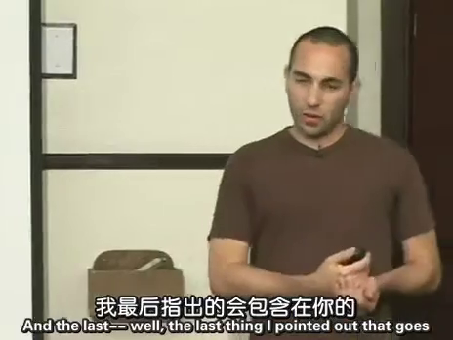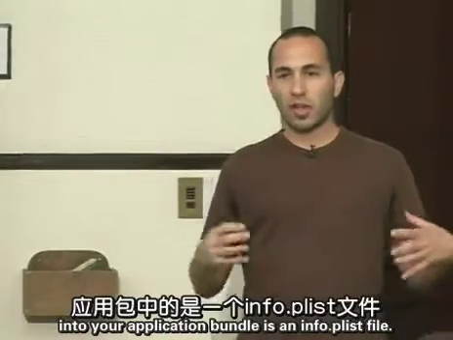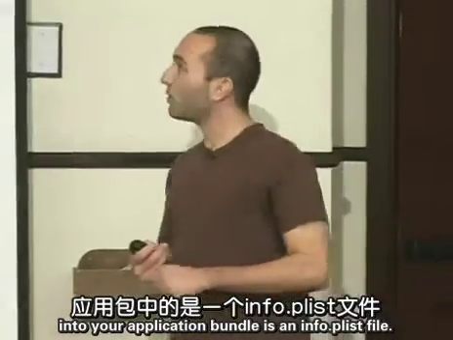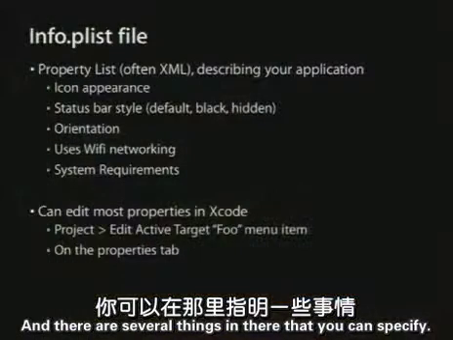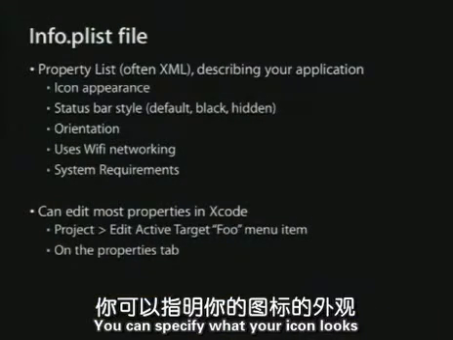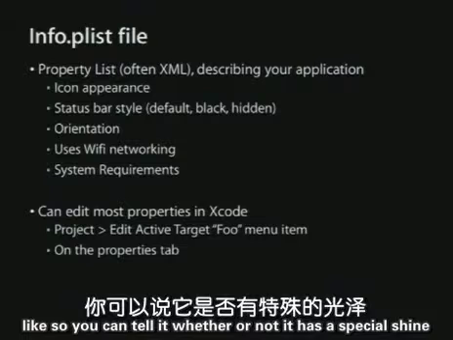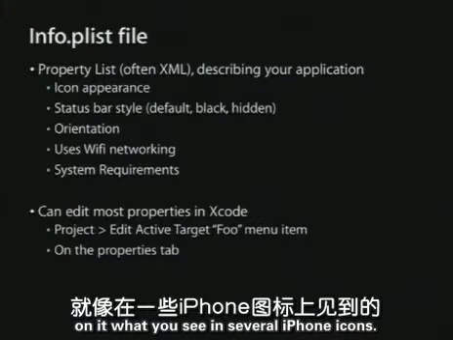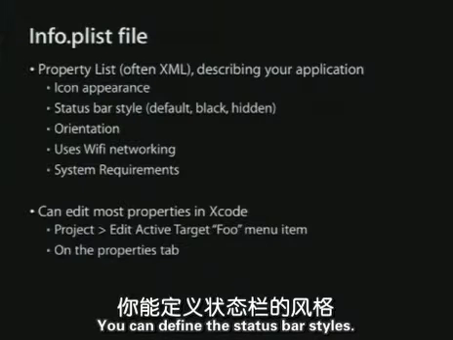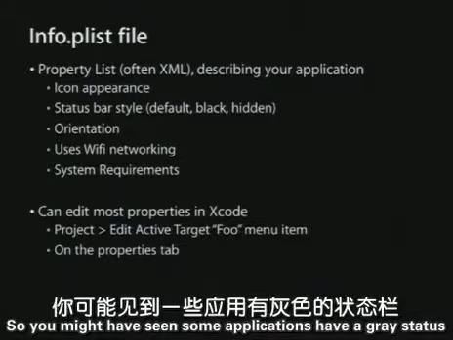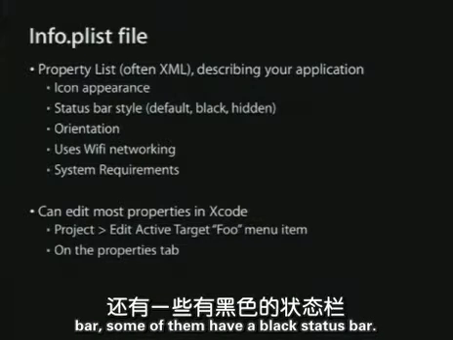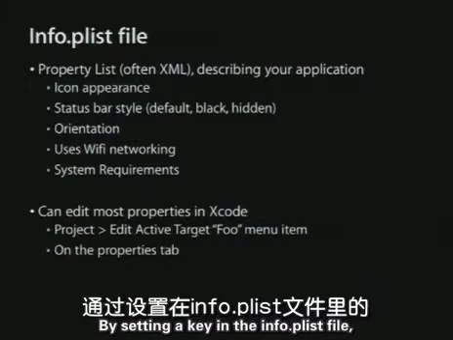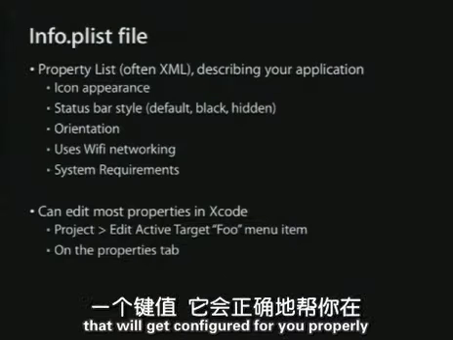And the last thing I pointed out that goes into your application bundle is an info.plist file. And there are several things in there that you can specify. You can specify what your icon looks like, so you can tell it whether or not it has a special shine on it, which you see in several iPhone icons. You can define the status bar style, so you may have seen some applications have a gray status bar, some of them have a black status bar. By setting a key in the info plist file, that will get configured for you properly when you launch the application.